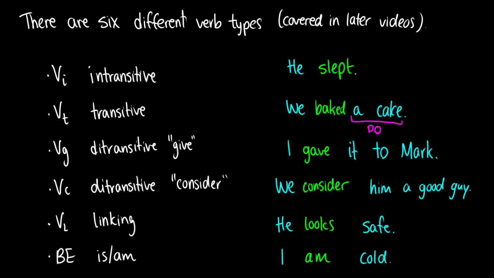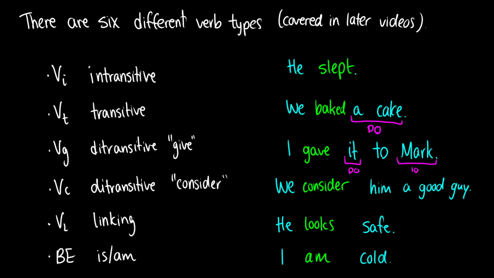You have VG verbs, which are called ditransitive give verbs. This is where you have a transfer of an item to another person. So it, this is your direct object, this is the thing you're giving, and Mark is what's called the indirect object because Mark is the receiver of an object.